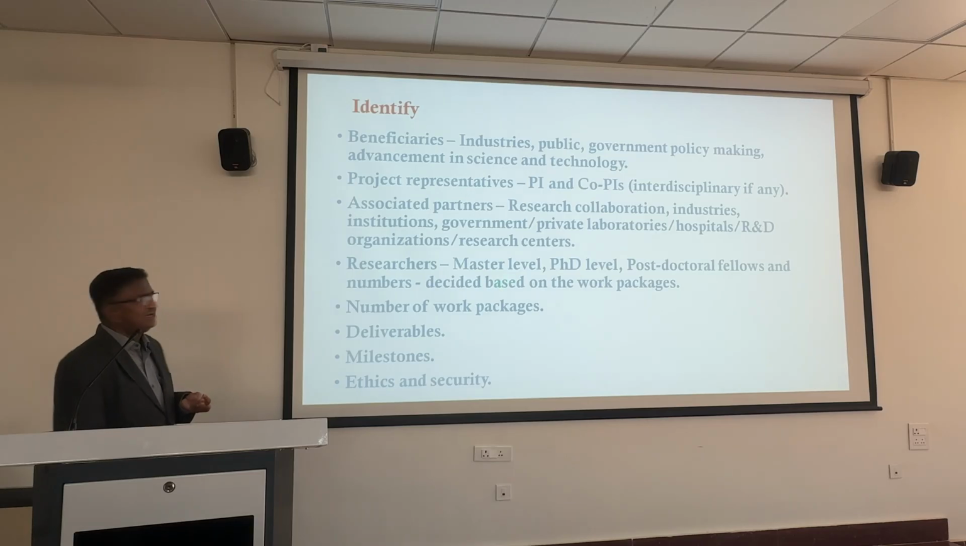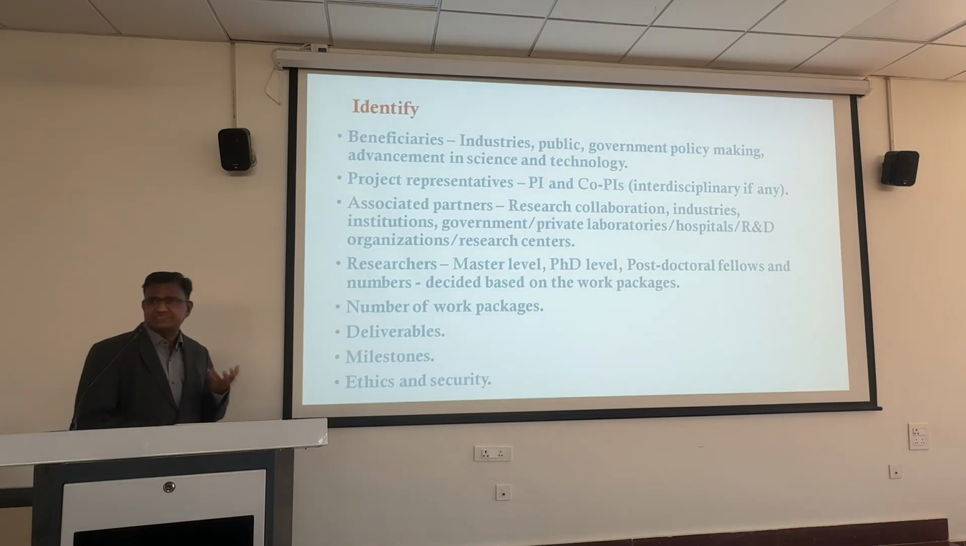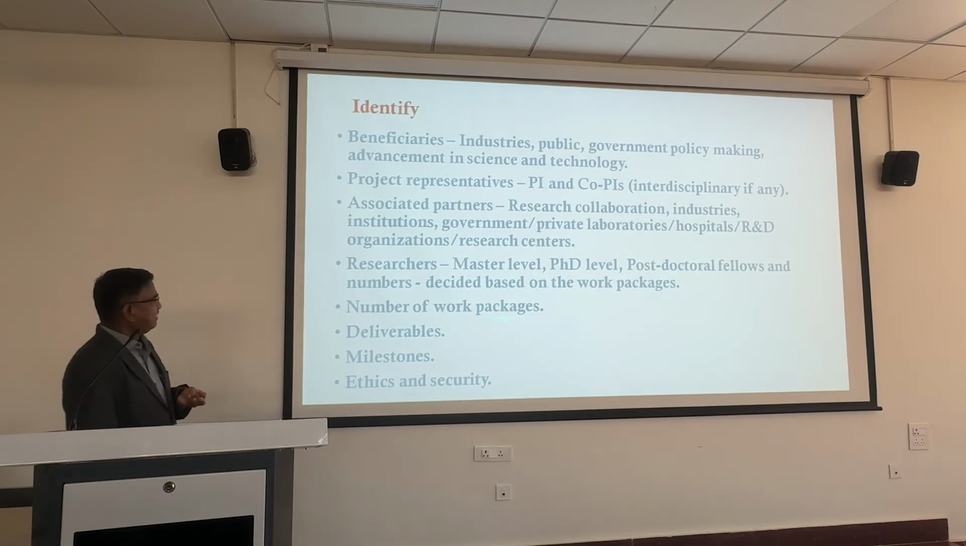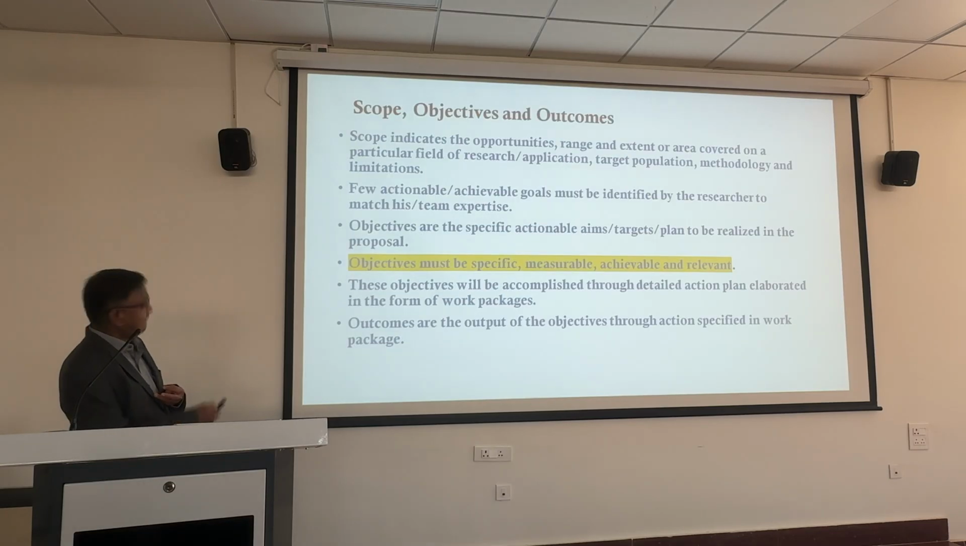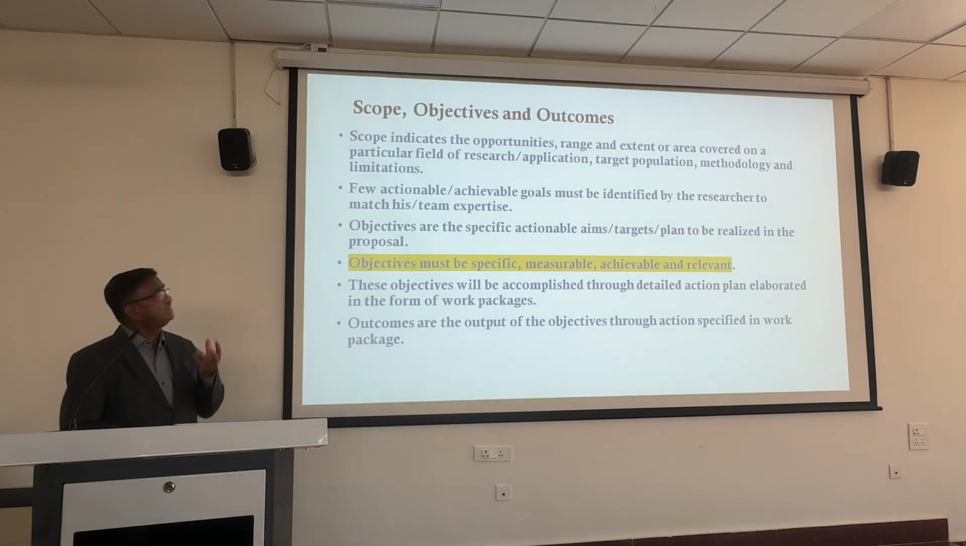And researchers, when you want to employ the research project staff, at what level do you want it, at master level or PhD level, right? For PhD level you will take a master student and register for PhD, right? And the number of work packages, deliverables, milestones, we will see each thing. And scope, objectives, and outcomes. See, the scope means the opportunities or the range, the extent of area covered in a particular field of research. That is what is called the scope.